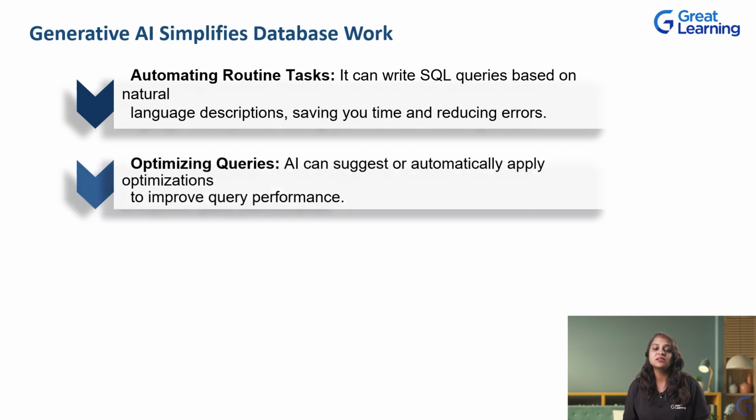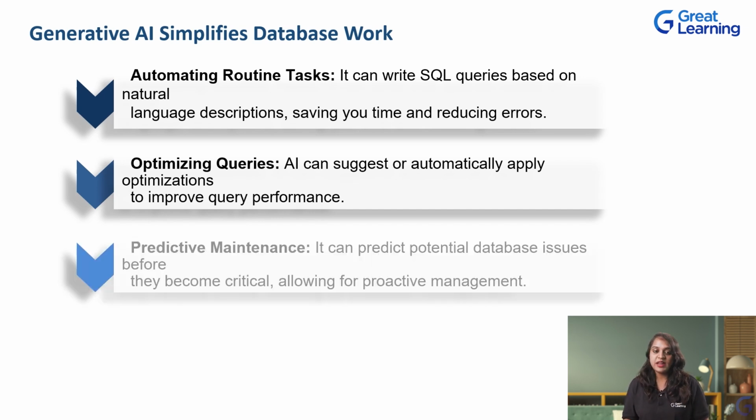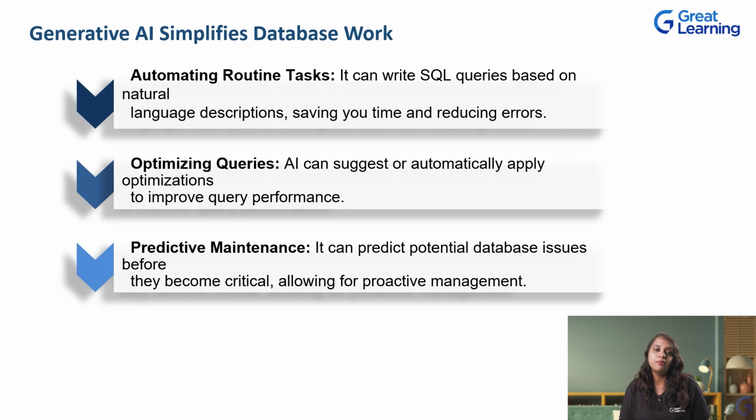The second factor is optimizing queries. AI can suggest or automatically apply optimizations to improve query performance. So there is this option called optimizing queries, where your queries will be optimized automatically and it will improve the performance. The next one is predictive maintenance.